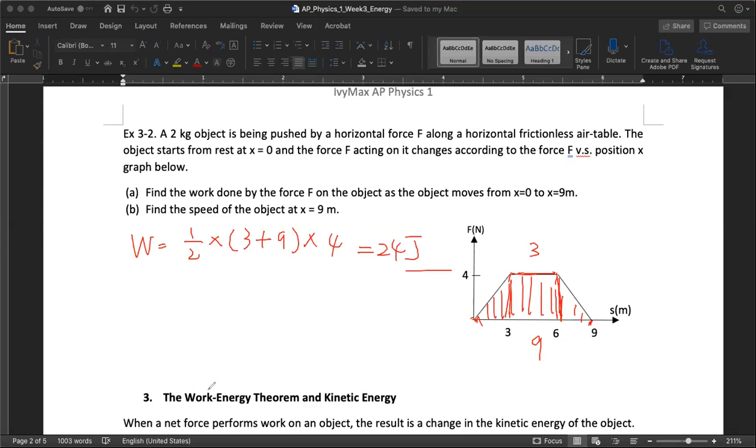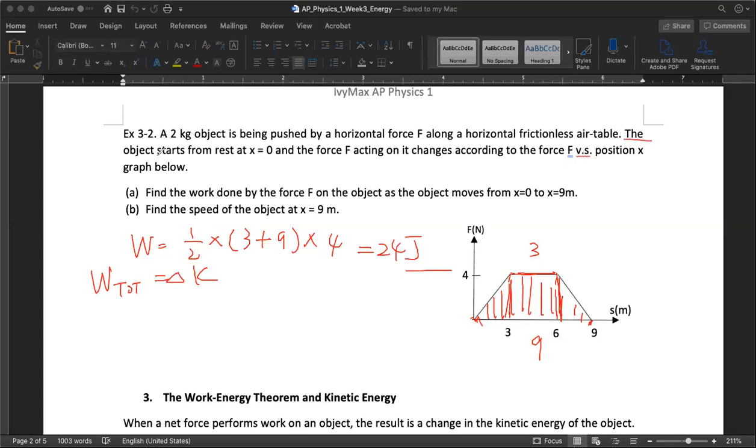Well, we need to use the one that's introduced in the notes, the work-energy theorem. We actually discussed that. So the total work done should be what? Change of kinetic energy, right? Yeah, I believe that's it.